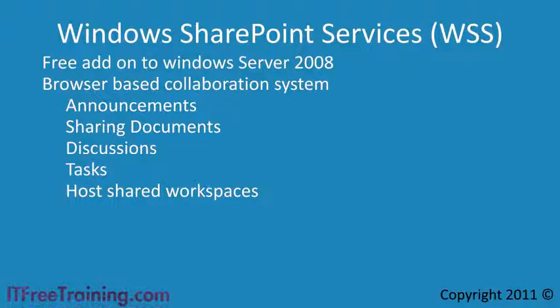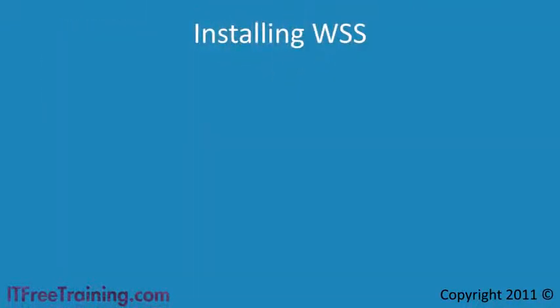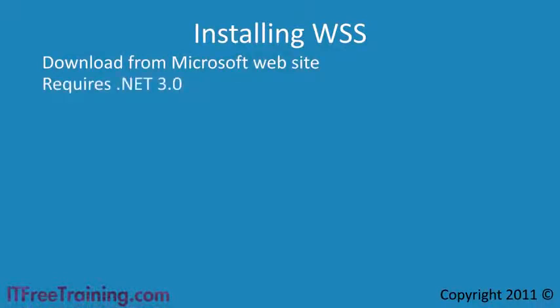Organizations can use WSS for their internet website or just use it to exchange information throughout the organization, or even just departments and teams. WSS provides a centralized environment for users to collaborate and share information. WSS does not come with Windows Server 2008 and must be downloaded from the Microsoft website. It requires .NET 3.0 framework and IIS to run.